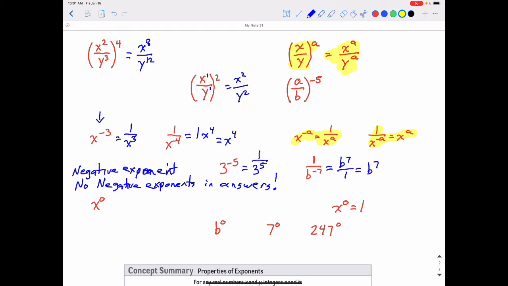So back up to this problem, (a over b) to the negative 5th. Both of those are going to have the negative 5 affecting them. So that would be a to the negative 5 power over b to the negative 5 power. And since I shouldn't leave negative exponents in my answer, I'm going to move the b to the negative 5 power to the top and make it positive, and then the a to the negative 5 power to the bottom and make it positive. So the final answer is b to the 5th over a to the 5th. But remember, do not leave negative exponents in your solution.